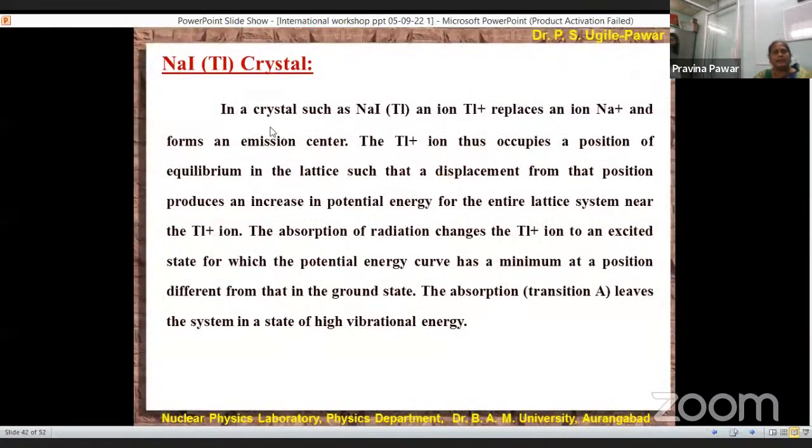In an NaI crystal, in a crystal such as NaI(Tl), a Tl+ ion replaces an Na+ ion and forms an emission center. The Tl+ ion thus occupies a position of equilibrium in the lattice such that a displacement from that position produces an increase in potential energy for the entire lattice system near the thallium ion. The absorption of radiation changes the Tl+ ion to an excited state for which the potential energy curve has a minimum at a position different from that in the ground state. The absorption transition A leaves the system in a state of high vibrational energy.